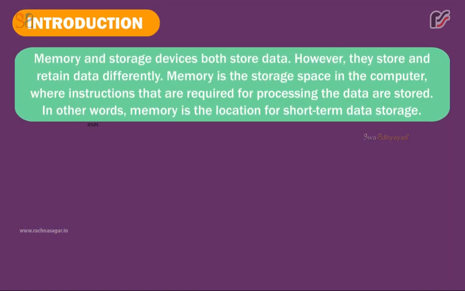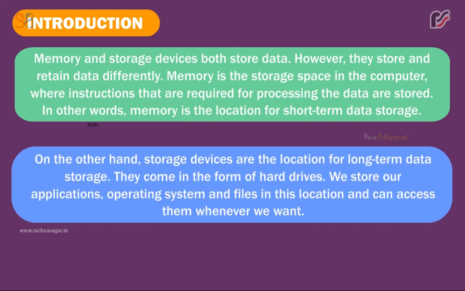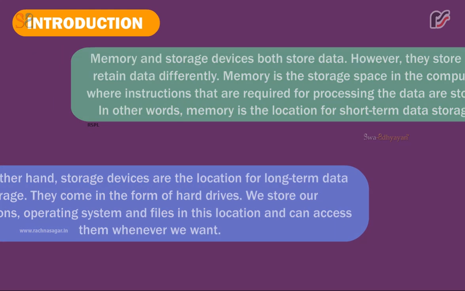Introduction. Memory and storage devices both store data. However, they store and retain data differently. Memory is the storage space in the computer where instructions that are required for processing the data are stored. In other words, memory is the location for short-term data storage. On the other hand, storage devices are the location for long-term data storage. They come in the form of hard drives. We store our applications, operating system, and files in this location and can access them whenever we want.